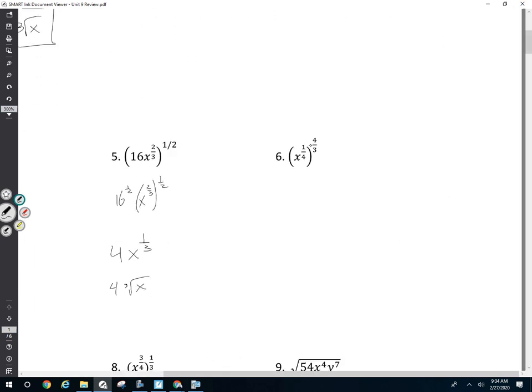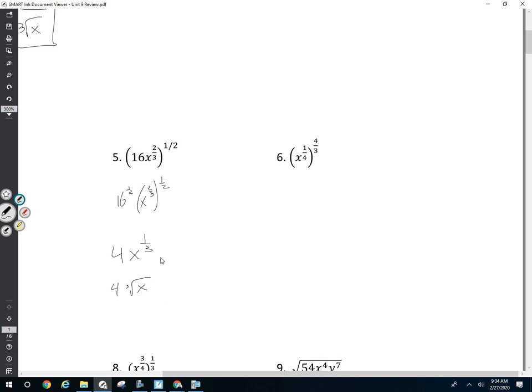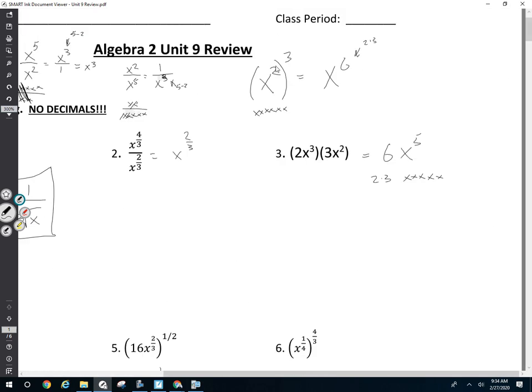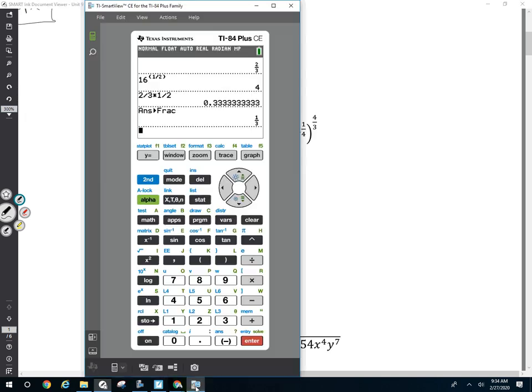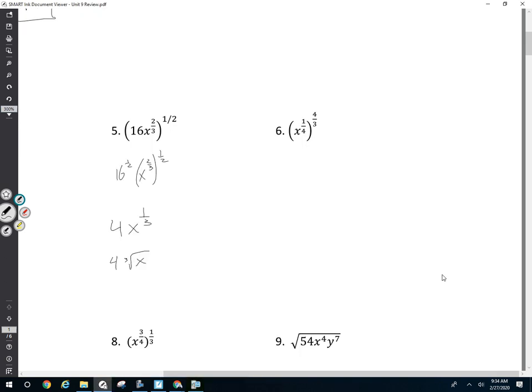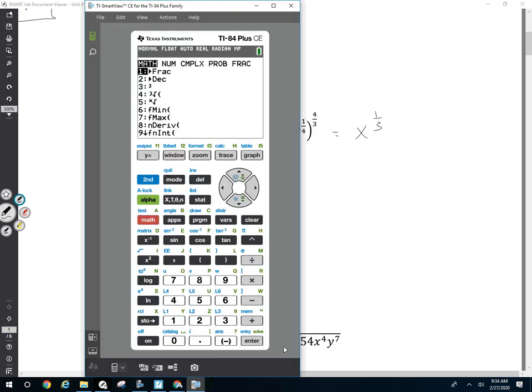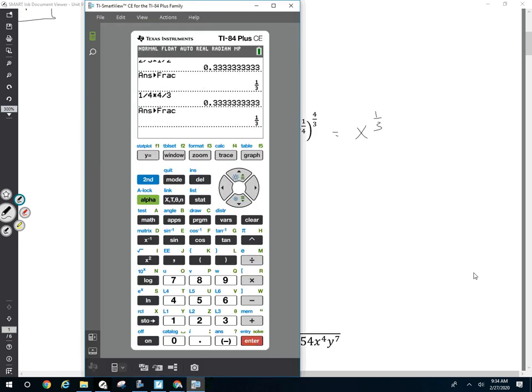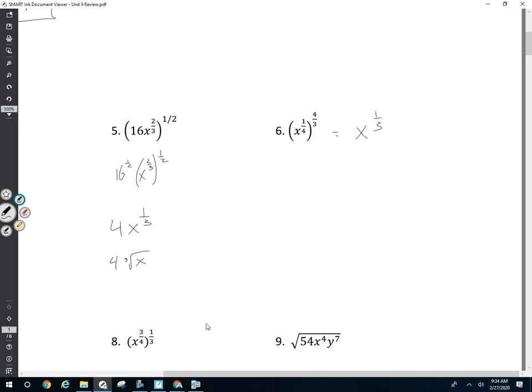A power to a power. Again, multiply the powers. We use this example up here. Power to a power, multiply the two powers. 1/4 times 4/3. Again, I get 1/3. How do I know that's 1/3? You can math enter if you want to. You can just remember, 0.3 repeated is 1/3. All right, so that's that.